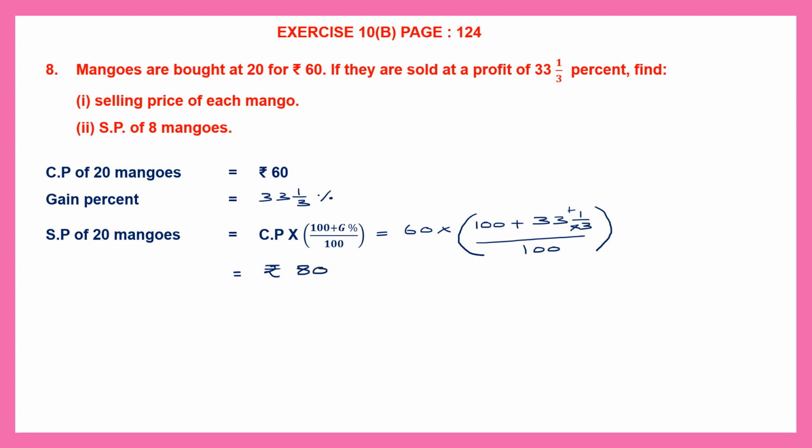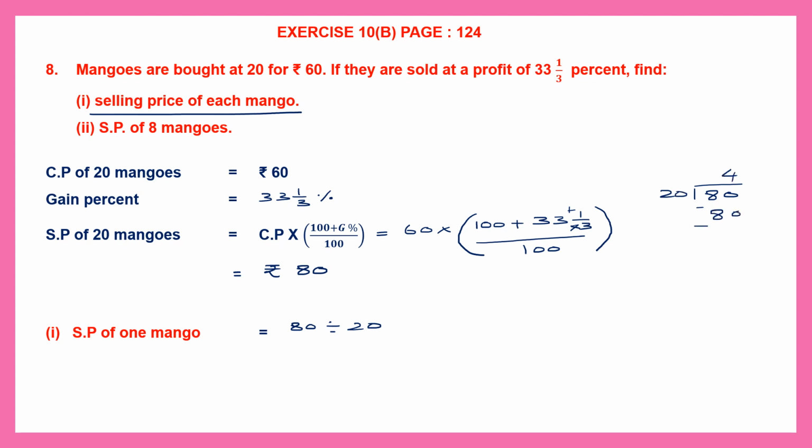Now our question is, find the selling price of each mango. We know the selling price of 20 mangoes. So now we can find the selling price of one mango. If 20 mangoes cost so much, one mango will be 80 divided by 20. So let's divide 80 by 20. 20 into 4 is 80. So our quotient here is 4. That means the selling price of one mango is 4 rupees.